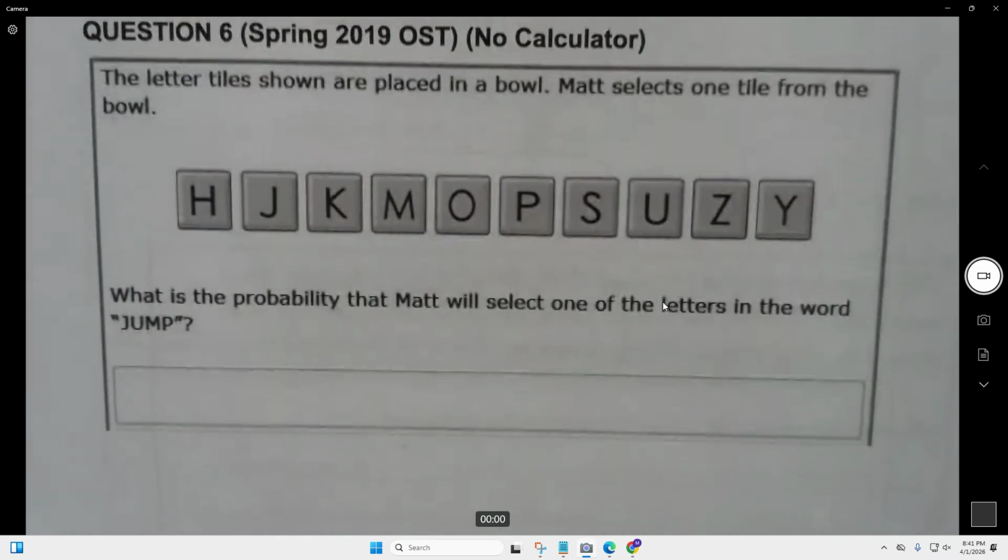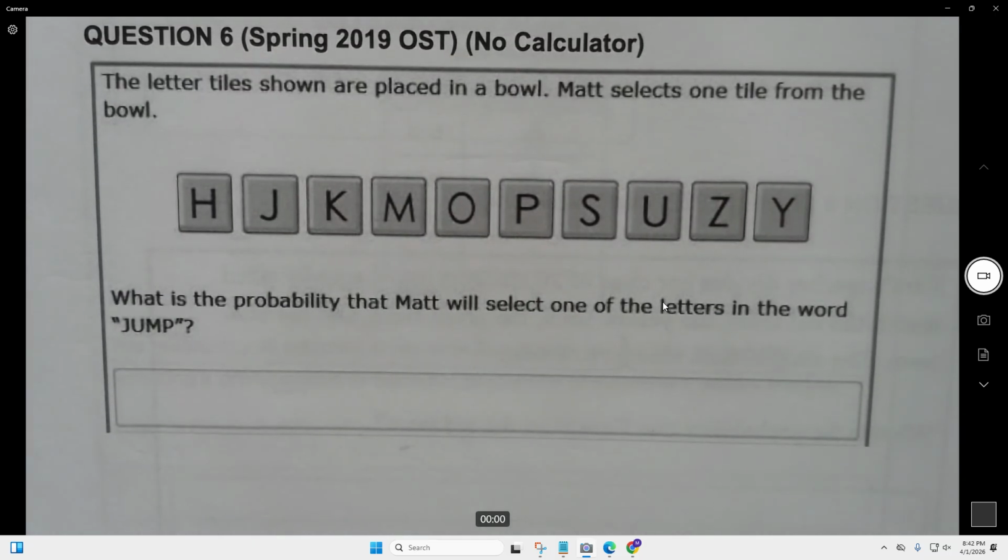Question 6. The letter tiles here are placed in a bowl. Matt selects one tile from the bowl. What is the probability that he will select one of the letters in the word jump?